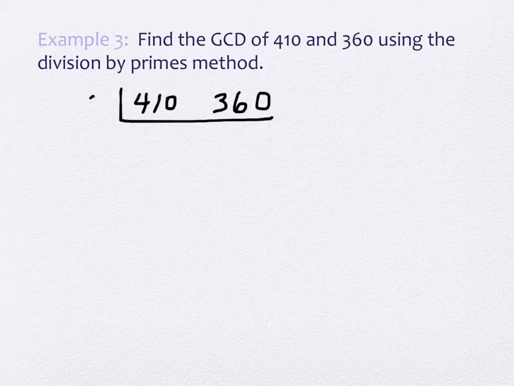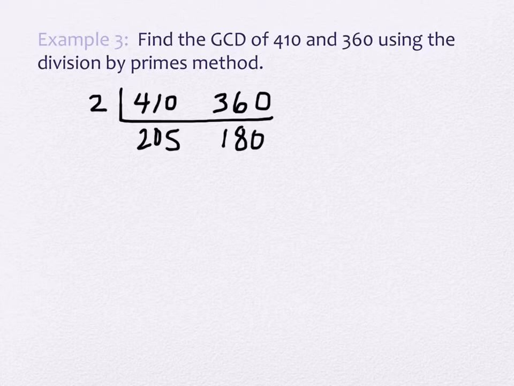2. Smallest one, 2. All right, so what's 410 divided by 2? 205, great. And what is 360 divided by 2? 180. We just did that one a minute ago, right? All right, 205 and 180 are not both divisible by 2 now, right? So we're not going to divide by 2 again.